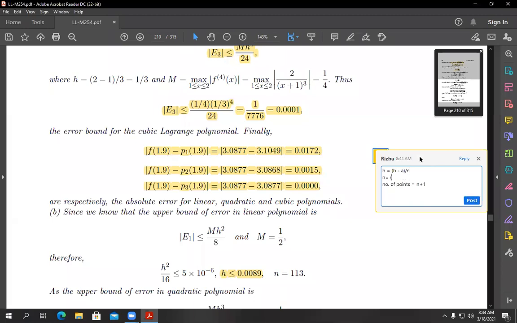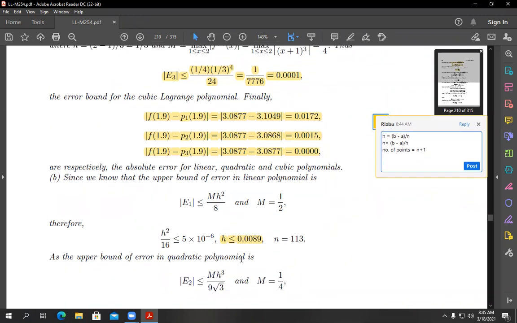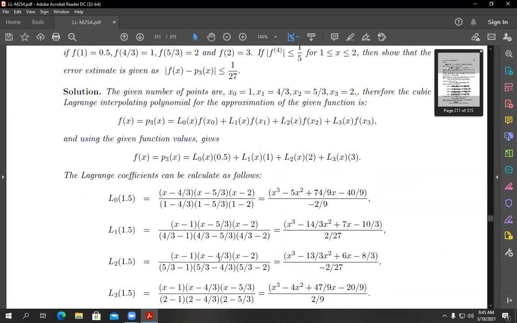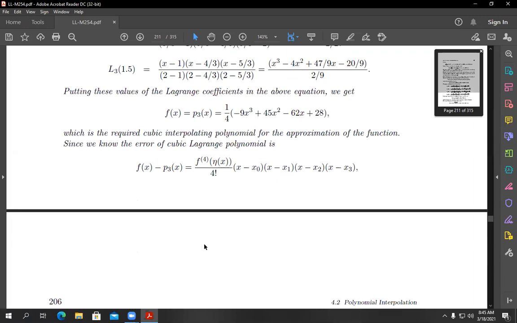N is equal to what? B minus A divided by h. This n I take up, and h I take in the denominator. You know the h, and when you have h equal to this one, then you can have the value of n. N is 113. So how many points do you have? 114 is the number of points. And the same way you can do it for the other case. This is a very good example from an examination point of view.